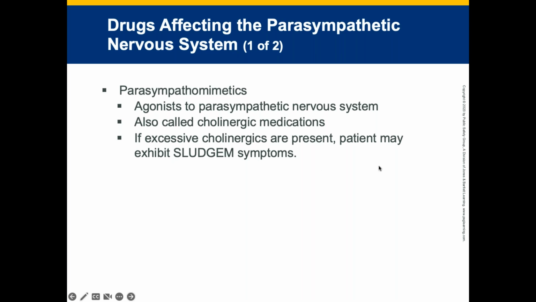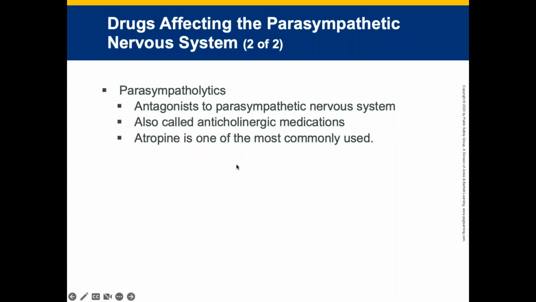So patients exposed to certain fertilizers, insecticides, VX gases, and sarin gases exhibit SLUDGEM symptoms. All right, so parasympatholytics are antagonists to the parasympathetic nervous system. One medication commonly used is atropine, which is also called an anticholinergic medication because they block two types of cholinergic receptors.